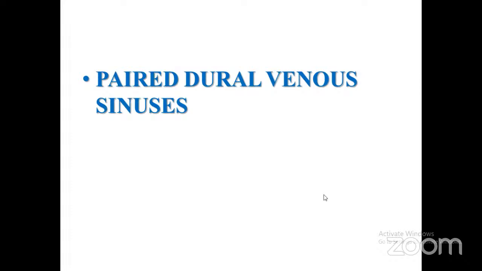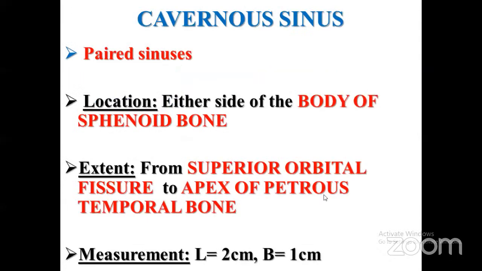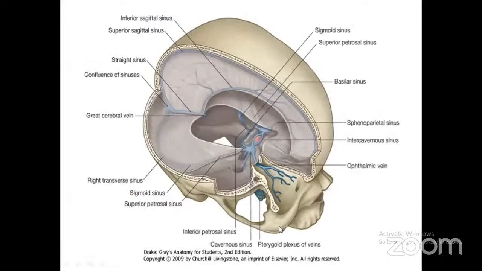So now coming to the paired dural venous sinuses. The most important sinus amongst the paired dural venous sinuses is important because of its location and relations with the surrounding nerves. So, the cavernous sinuses. The cavernous sinus is a paired dural venous sinus present on either side of the body of the sphenoid and extends from the superior orbital fissure to the apex of the petrous temporal bone, measuring around 2 centimeters in length and 1 centimeter in breadth.